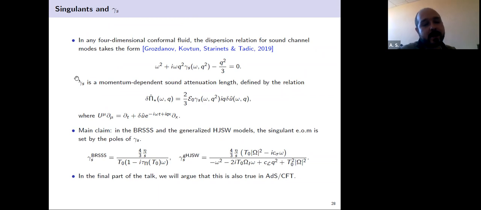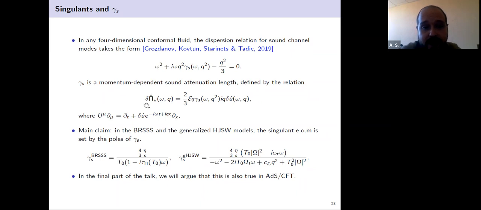So to find this interpretation, you first have to note that for any four-dimensional conformal fluid, the equation of motion, the equation obeyed by the sound channel modes, is bound to take this form in general, in which this quantity here, gamma s, is a function of the frequency and the three-momentum squared, and can be interpreted as a momentum dependent sound attenuation length, which is defined by this relationship here.